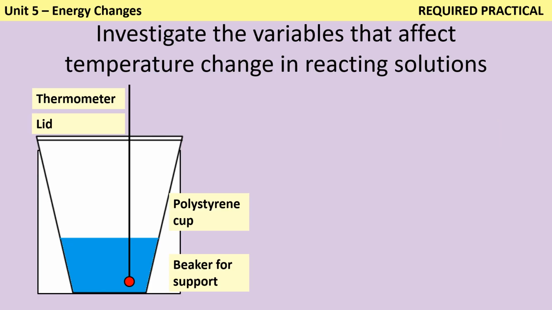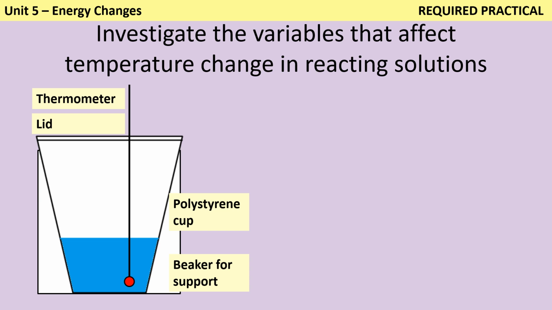The required practical for Unit 5 is incredibly broad. You're asked to investigate the variables that affect the temperature change of reacting solutions, but there isn't further detail given than that, so there are lots of different chemical reactions that you could have done, and any of these could be asked about in the exam. Common reactions would include neutralization, where you're mixing together an acid and an alkali, or some kind of displacement reaction, for instance where you're adding different metals or different masses of metals to a solution of copper sulfate.